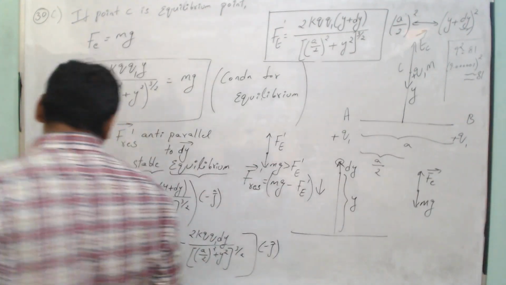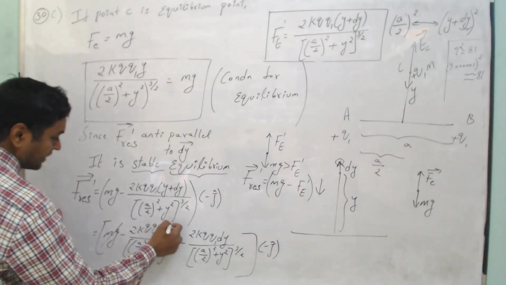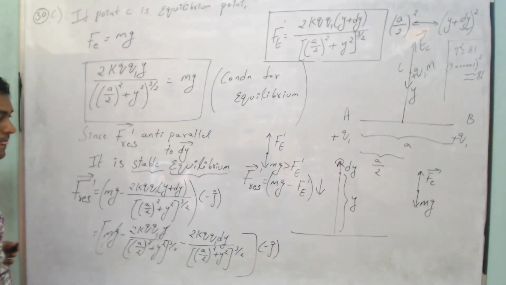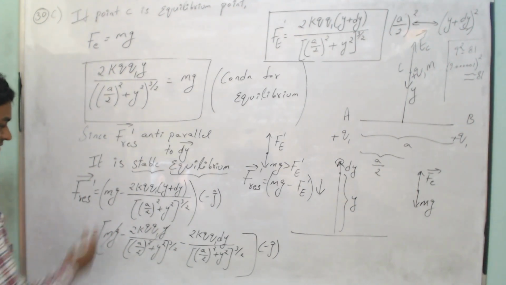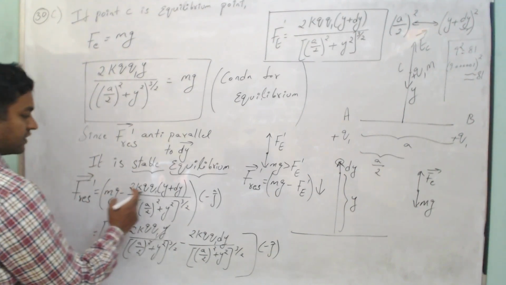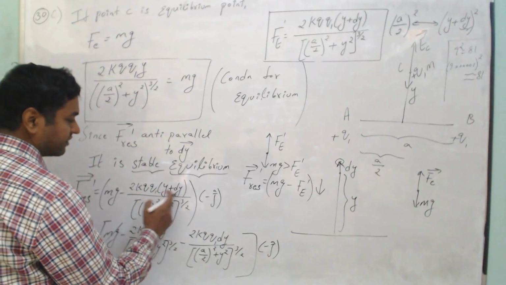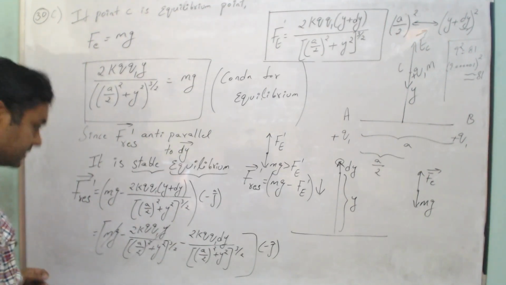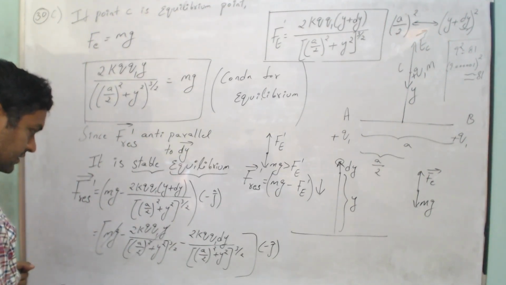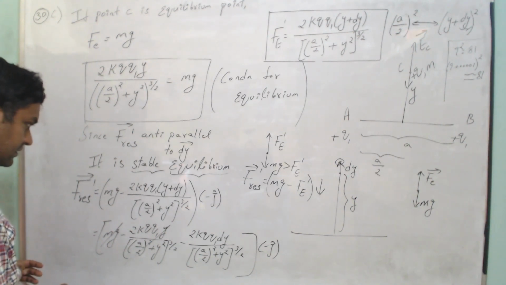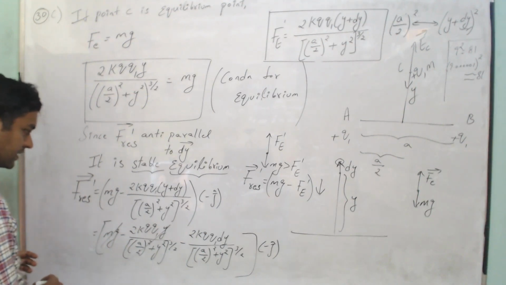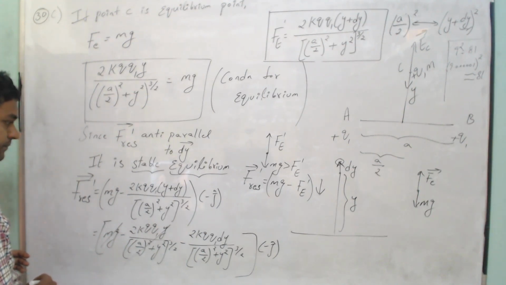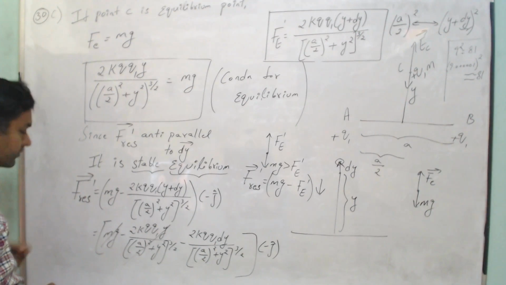Correct. So basically, to show you that this entire thing will cancel with the entire thing, mg minus, I just opened the brackets of y plus dy. Is this okay? Is it clear? Understood?